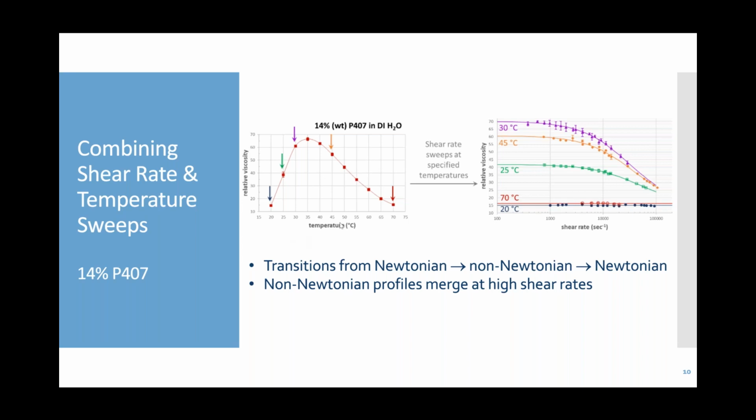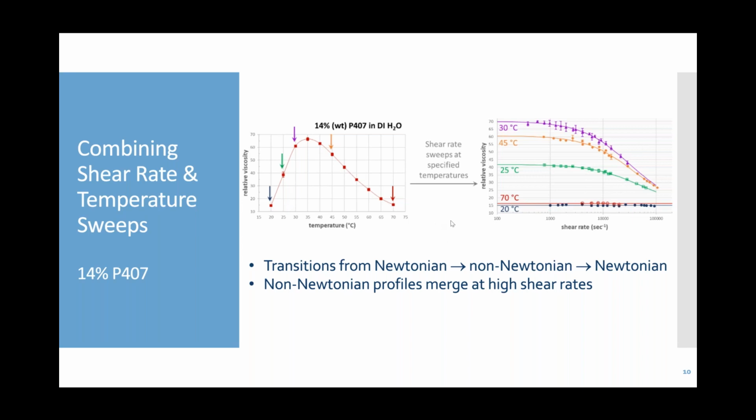The final thing that I'll point out with these plots is that the non-Newtonian profiles all come together as we get into higher and higher shear rates. So similar to Soha's samples, if you're just looking at viscosity as a function of temperature, you're going to have a very different response depending on which shear rate you choose. You're going to see the maximum difference and really emphasize the peak at the lower shear rates, but this becomes minimal as you go to the higher shear rates.